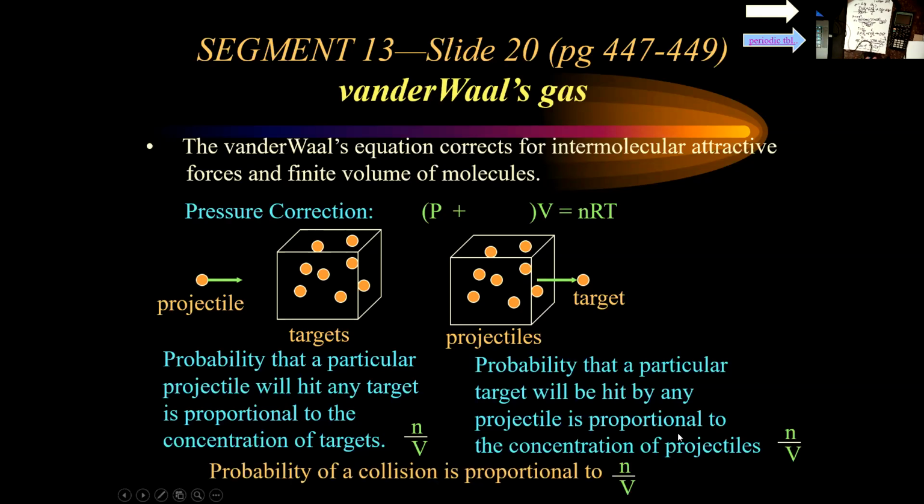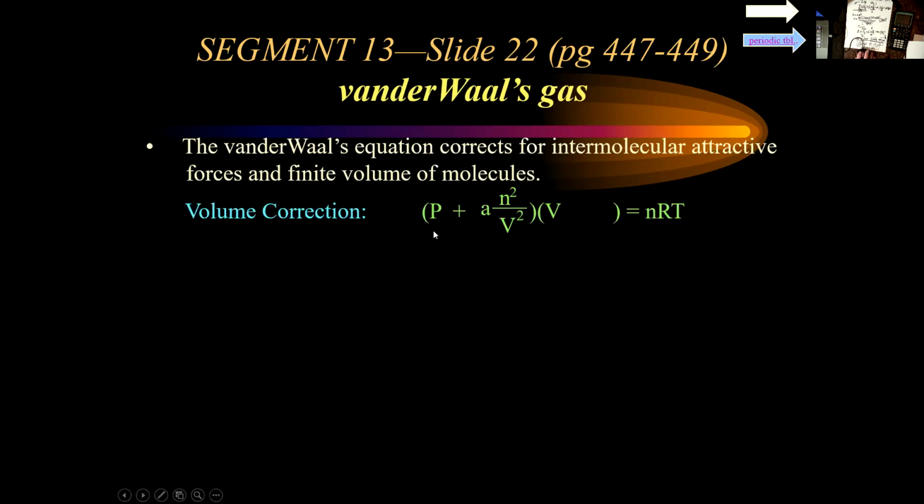The probability is proportional to N over V times N over V. So the likelihood of collisions between particles, causing an increase in the pressure, is N squared over V squared. And I said it's proportional. This is just a proportionality constant, so that when I take N squared over V squared and multiply by this number, I get units of pressure. That's just a conversion factor. Okay, now we've got a pressure correction to the ideal gas equation that takes into account concentration and collisions between particles.